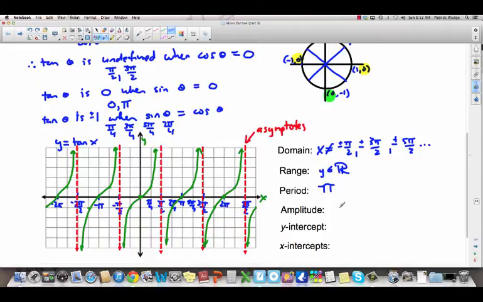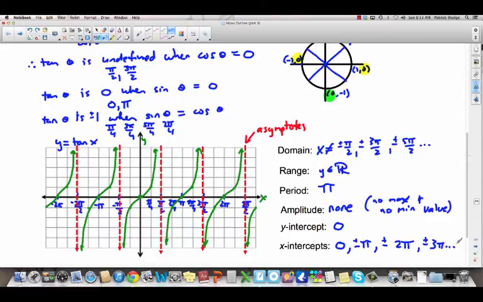Amplitude. Is there an amplitude in this? No, none. How come? For amplitude, you need a maximum and minimum value to see what the difference is between them. But in this case, there's no max and no minimum value. Y-intercept. Yes, there is a y-intercept. It's at 0. X-intercept. There's a whole bunch. There's one at 0. There's one here at pi, and there's also one at negative pi, so plus or minus pi. There's one here at 2 pi, plus or minus 2 pi. Guess where the next one is, plus or minus 3 pi, etc. So there's all the basic facts about tangent graphs.